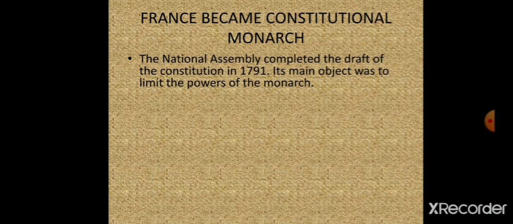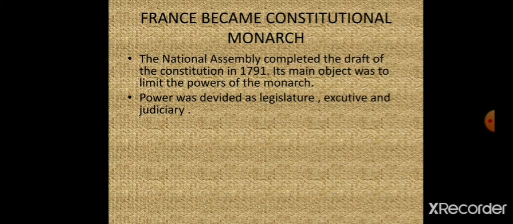The first point: the National Assembly completed and drafted the Constitution of France in 1789, and its main objective was to limit the power of the monarch. They wanted to limit the power of the king. And now the power was divided into legislature, executive, and judiciary.